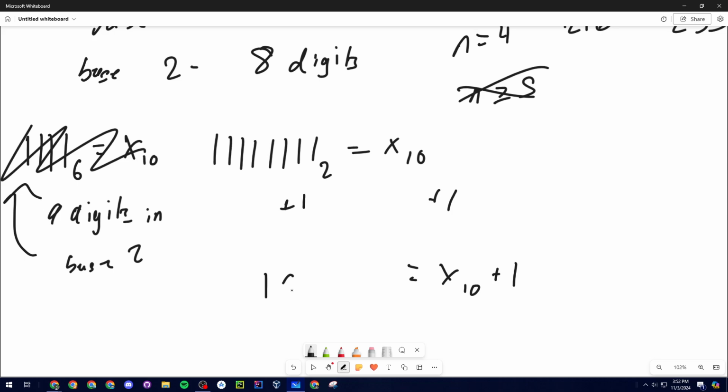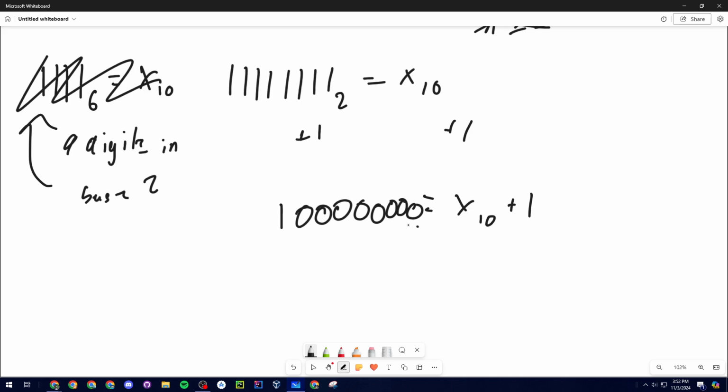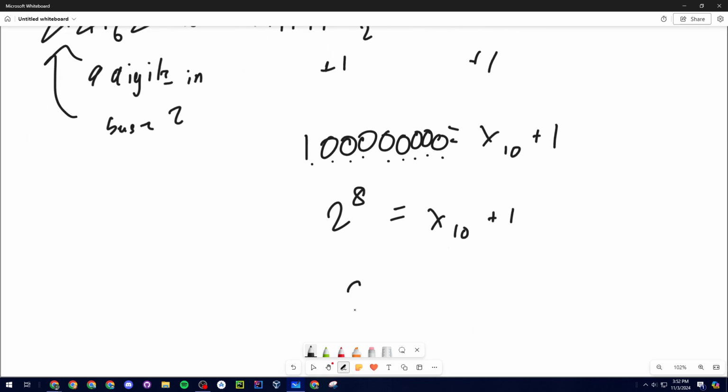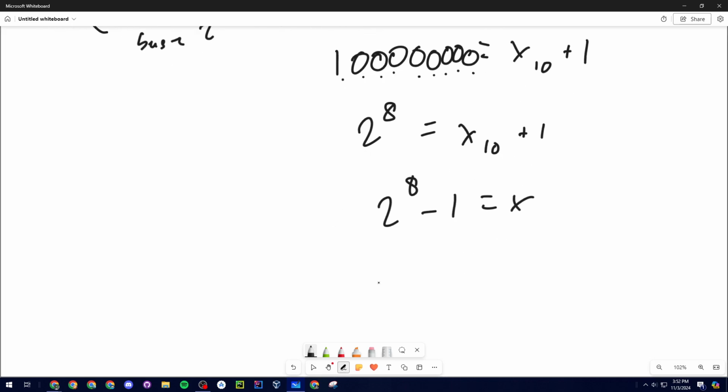So now we have 1 followed by 8 zeros. So this is just 0, 1, 2, 3, 4, 5, 6, 7, 8. So this is just 2 to the 8 equal to x plus 1. So 2 to the 8 minus 1 is equal to x. 2 to the 8 is 256, minus 1 is 255 for the answer. All right.